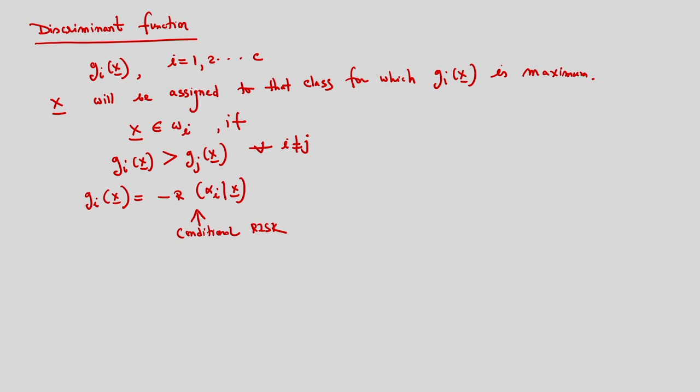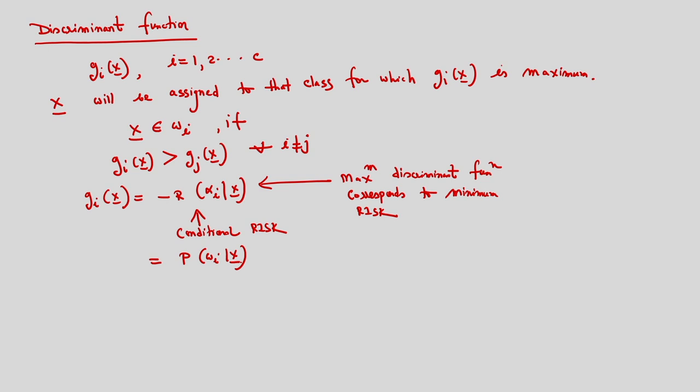So what is the meaning of this equation? The maximum discriminant function corresponds to minimum risk. So I can write this: the maximum value of the discriminant function corresponds to minimum risk. You can see the maximum value of the discriminant function corresponds to minimum risk. That minimum risk corresponds to maximum posterior probability, the probability of omega i given x.